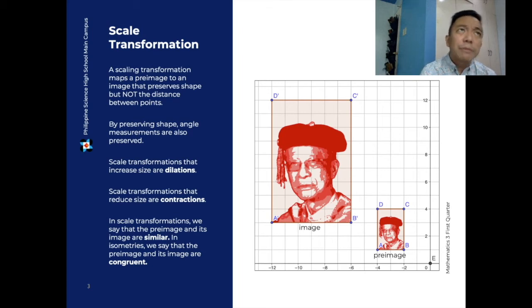Meron din tayong special na term for scaling transformations na nag-i-increase ng size. We call it dilations. But that really is reserve sa mga nag-i-increase yung size. Scaling din naman kasi pag nililiitan mo yung size and we call those transformations contractions. Sa scaling transformations, sinasabi natin na yung pre-image at yung image similar sila pag hindi nagbago yung shape. Pag hindi rin nagbago yung size, like sa isometries, ang tawag natin doon congruent yung pre-image sa image. But here, sizes will change. So, andun tayo sa similarity. Similar yung shapes ng pre-image at ng image.